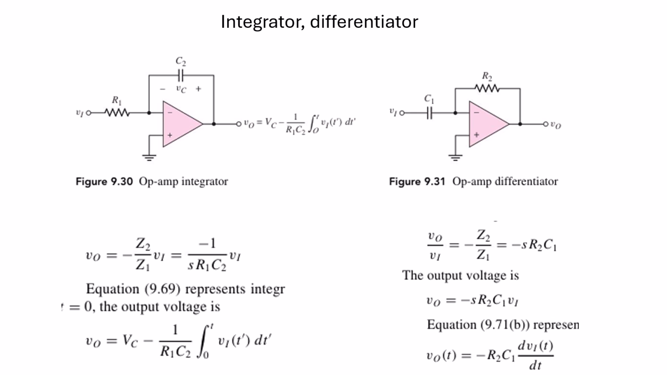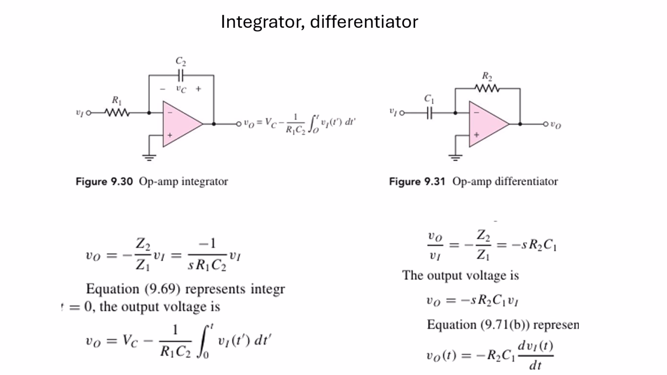Whatever input voltage we supply, correspondingly we will get the integrated output voltage. So how is it happening? Because the capacitor itself has a voltage, and that voltage will be the integration of V dt. Similarly, the differentiator may contain the capacitor in the main circuit, not in feedback.